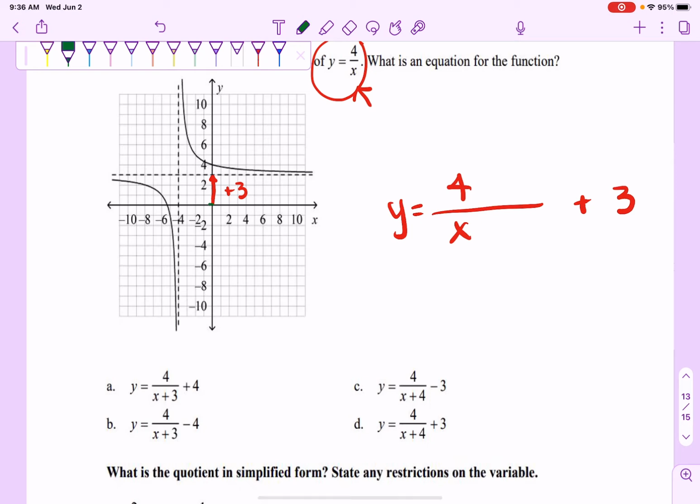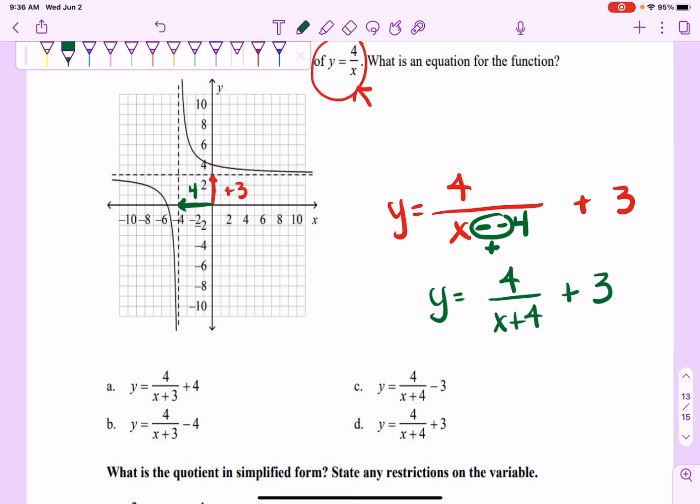It also looks like this got moved over 4. But whenever we've talked about getting moved over 4, it's always based in the idea that there should be a minus down here. And then if it gets moved over that way, it's like a -4. So remember, 2 negatives make a positive. So it should be y equals 4 over x plus 4 plus 3. And that would match D.